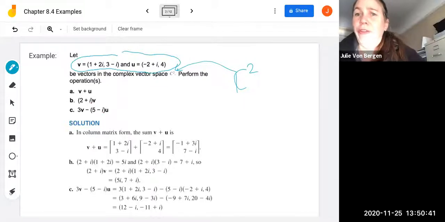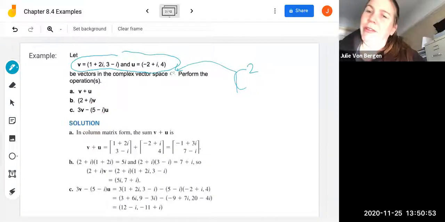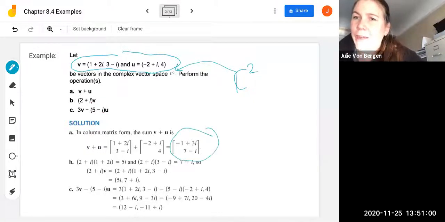So the easiest way to do these calculations for V plus U is in column matrix form. You could also just do it component by component. But if we write V as a column matrix with the first entry in the first row and the second entry in the second row and do the same for U, we see if we add them up component by component, we get negative 1 plus 3i for the first component and 7 minus i for the second component. So when you're adding or subtracting vectors, you just do component-wise complex addition or subtraction where you combine the real parts and the imaginary parts.